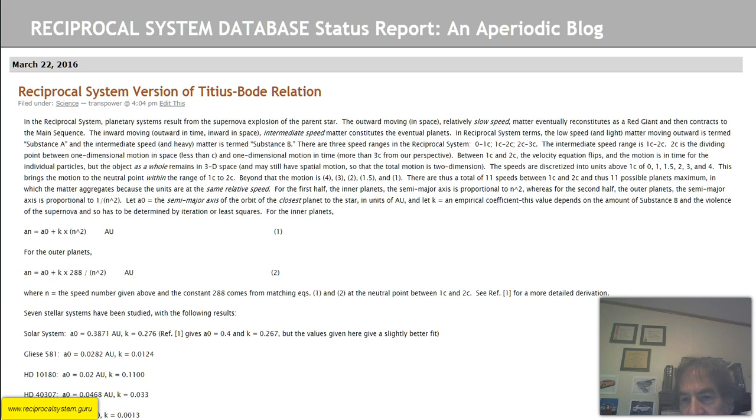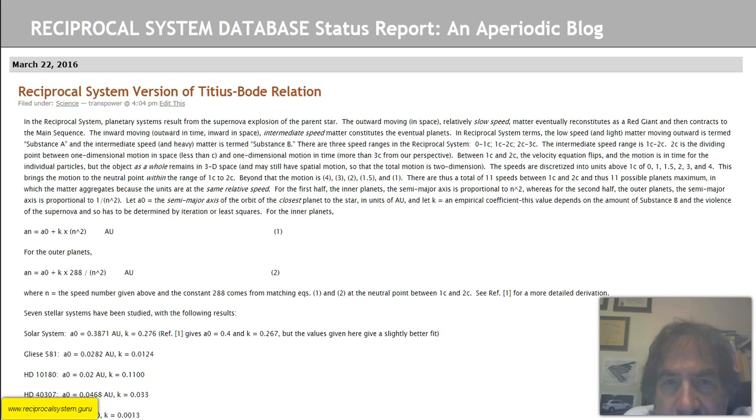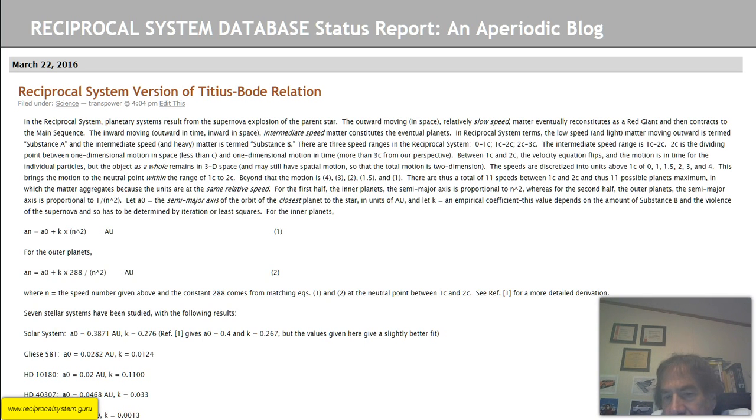In reciprocal system terms, the low speed and light matter moving outward is termed substance A, whereas the intermediate speed and heavy matter is termed substance B. Substance A, by the way, is all the elements below 26, which is iron, and substance B is element 26, iron, and all the heavier elements. There are three speed ranges in the reciprocal system: 0 to 1c, 1c to 2c, and 2c to 3c. The intermediate speed range is 1c to 2c. 2c is the dividing point between one-dimensional motion in space, less than c, and one-dimensional motion in time, more than 3c from our perspective.